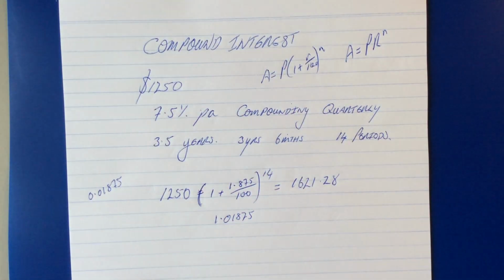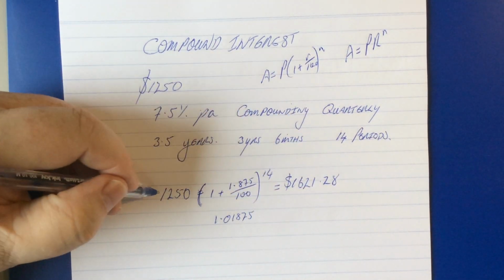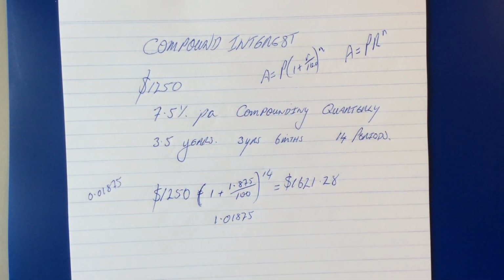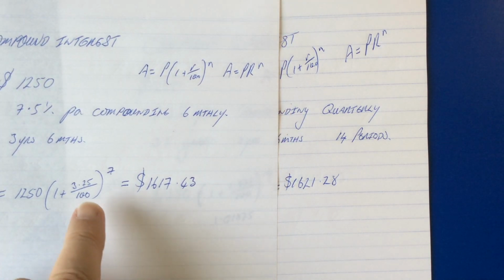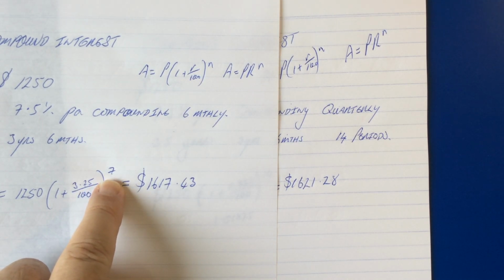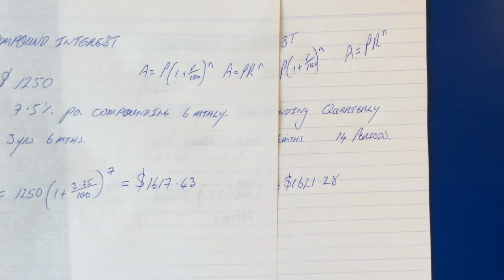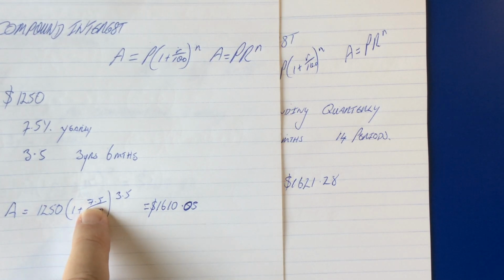$1,621.28. Now, for those of you who've been watching the series, you'll notice that this is a larger sum of money. I better put a $ sign there so that we know that it's money. This is a larger sum of money than we got using the same annual interest rate but compounding differently. So just by way of a very quick comparison, here is the 6-monthly result, everything being the same except for the 6-monthly rate and the number of 6-month periods in 3.5 years. And here is the annual one. And again, everything is the same but for that and for that.